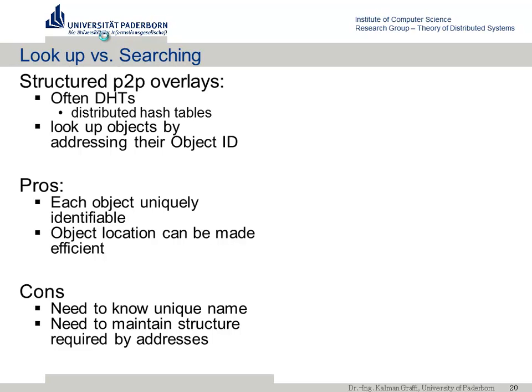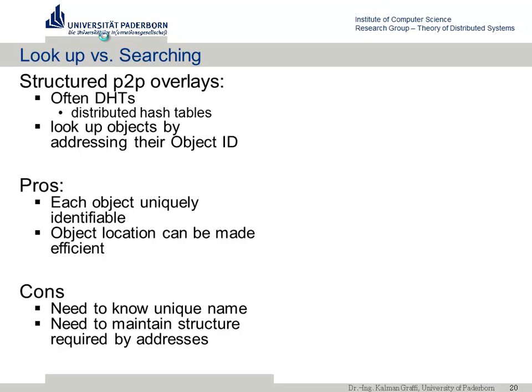Just to summarize what they are good for. The structured overlays, like it was said, you can identify every ID, you have a responsible peer, you can look it up. That's good. Every object is identifiable. Two users get the same object if they look for it. So that's very convenient. And also the object location can be made very efficient. Objects that are frequently looked up can be, for example, placed at stronger nodes. What is bad? You have to know the unique name, so you have to have knowledge in advance, and you have to maintain the structure so that you always route to the specific peer which is responsible for it.